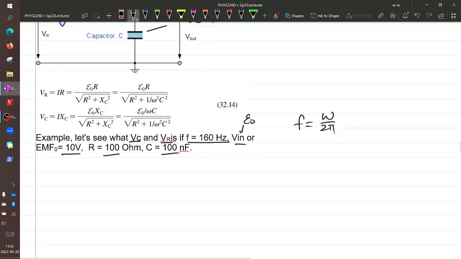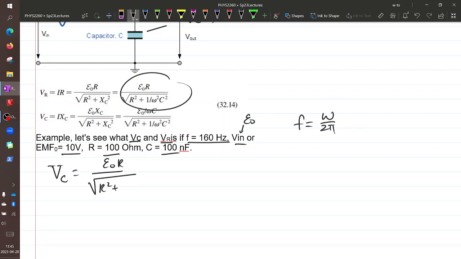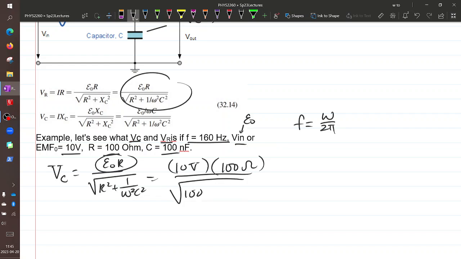So we're going to calculate what Vc is. Vc follows this equation: omega times R divided by R squared plus 1 over omega squared C squared. So up here we have 10 volts times the resistance value, which is 100 ohm. All of this is in SI units, so we don't have to worry about unit conversions. This is 100 ohm squared, plus, we need to convert this f into omega, so omega is just 2 pi times f. So 160 hertz times 6.28.